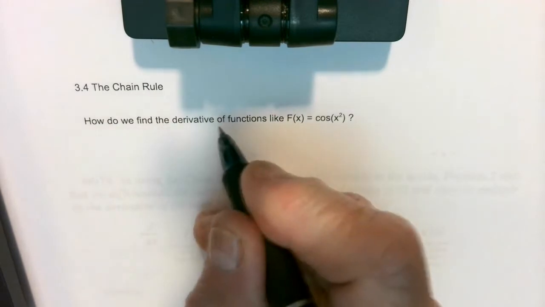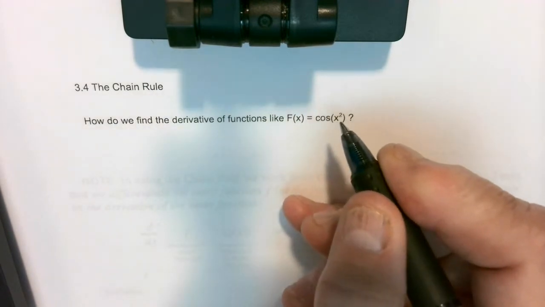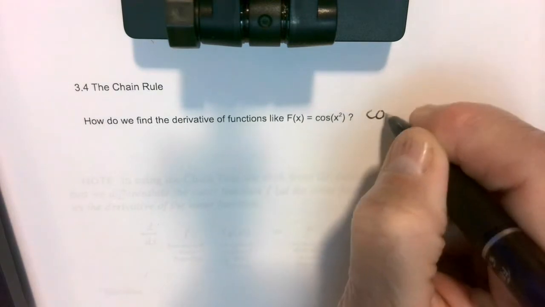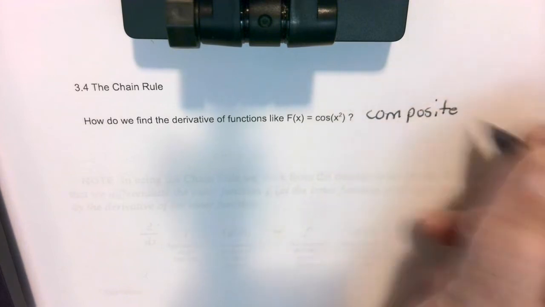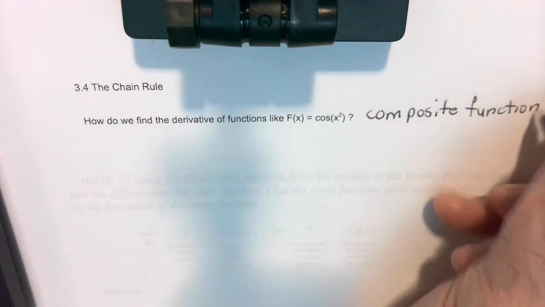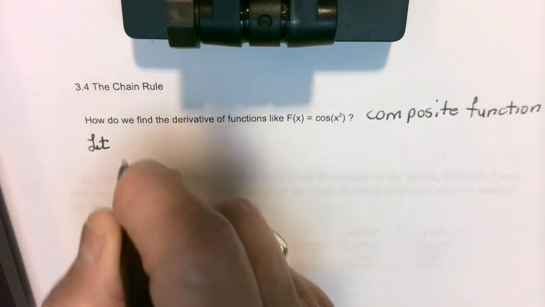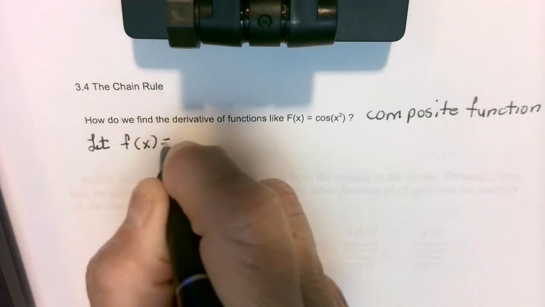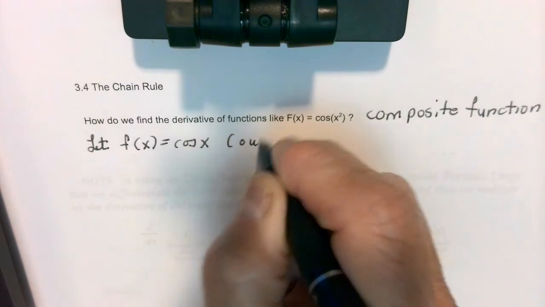So we're talking about how we find the derivative of a function like this. This is a composite function, and that's when we have to use the chain rule: when we have a composite function. Now, if you remember back from college algebra, let's talk a little bit about how it's a composite function. If we let little f of x equal cosine x, that's going to be our outside function.